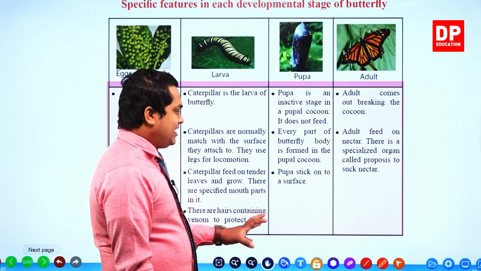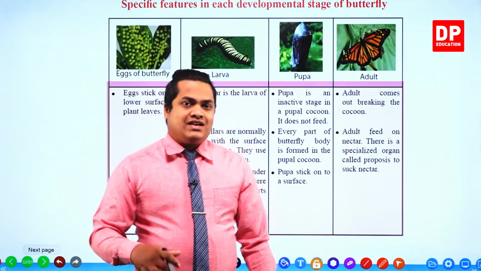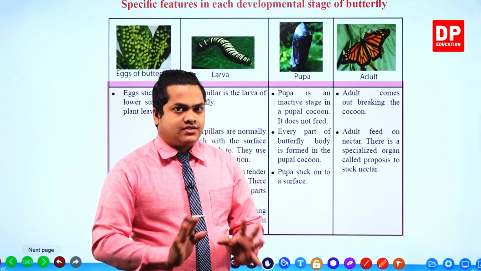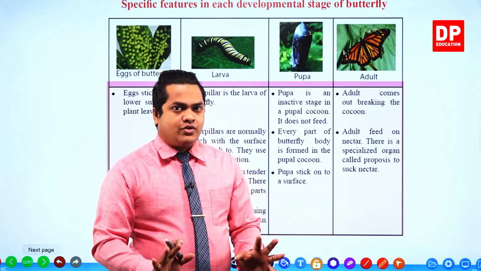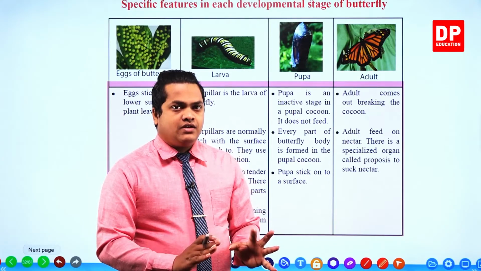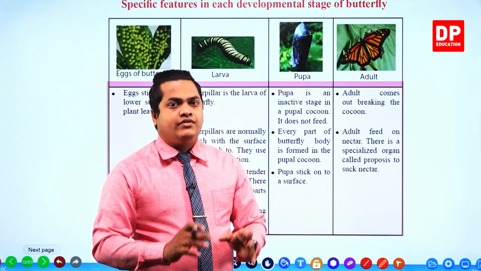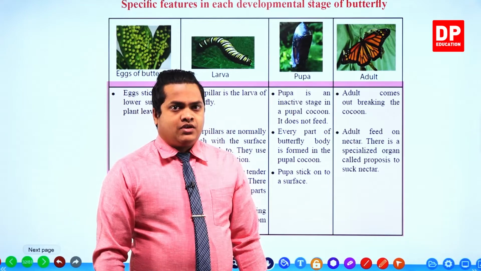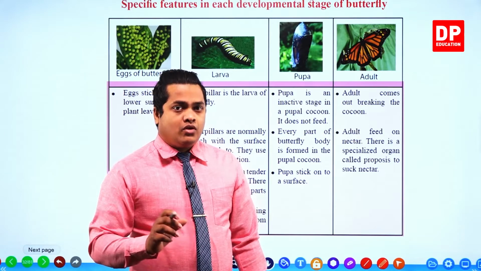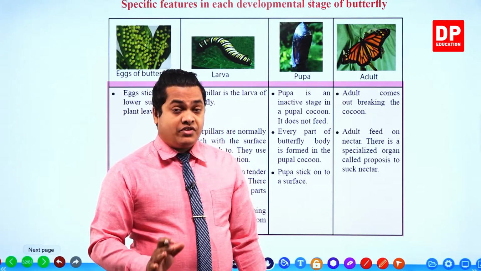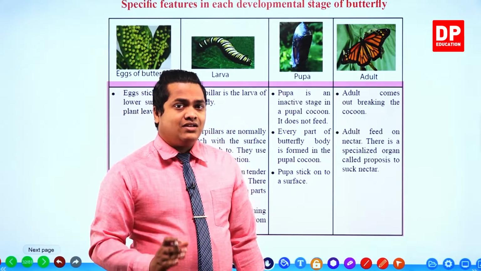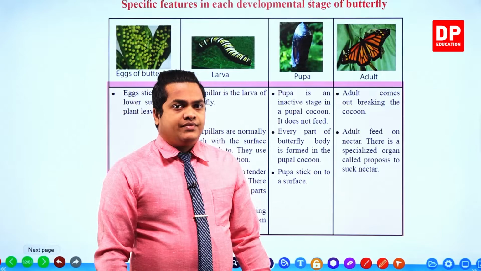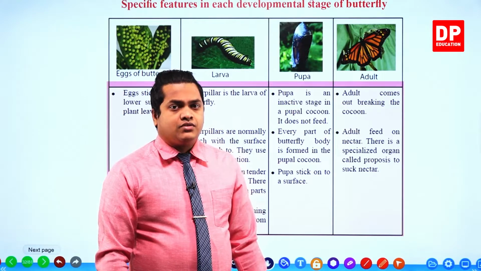Pupa sticks on a surface. So as they are inactive, pupa is going to stick on a certain surface. That's it. It is not going to locomote. It's not going to feed. Just staying over there for a few days, then converting into an adult butterfly. The entire process of transformation happens from within the cocoon, my dear children. The adult butterfly can be observed right after bursting out from the cocoon.